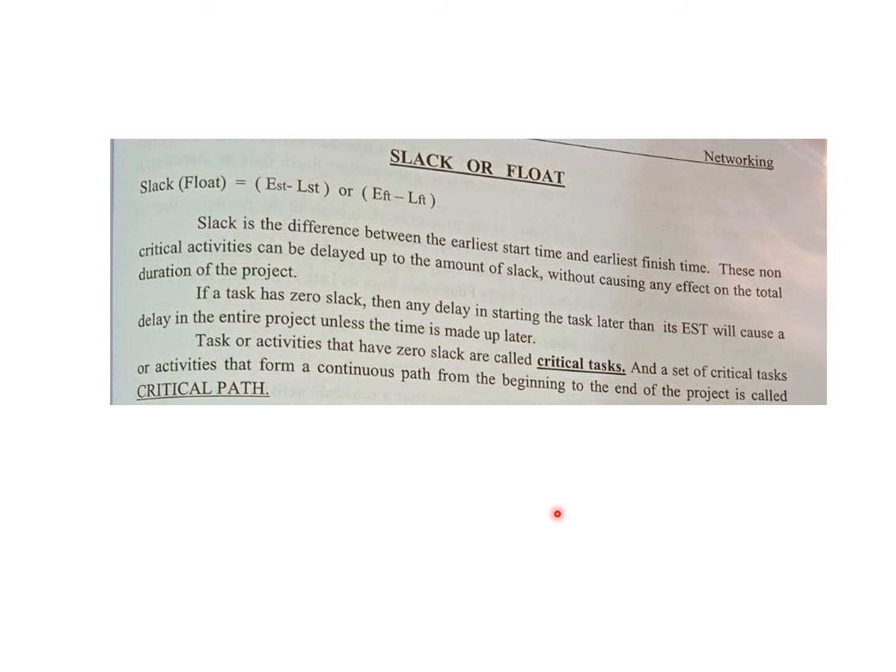Right, we talk about slack or float. We now know that there's something called the earliest start time and the latest start time, and the earliest finishing time and the latest finishing time for any particular activity. The difference between the earliest start time and the latest start time, or the earliest finishing time and the latest finishing time, is called the slack. So slack is present on the non-critical tasks. The critical tasks do not have any slack, right?